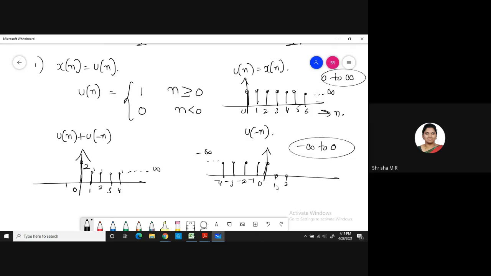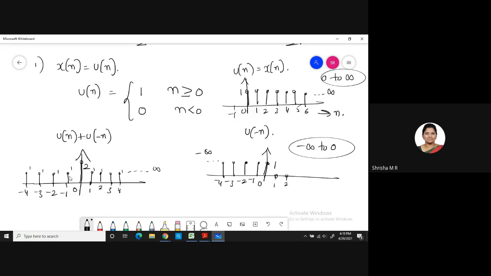Okay, for negative values of n at -1, -2, -3, -4, what are the values of the signal? At -1, what do you have? Here you have 0 plus 1. Amplitude is 1, right? So at -1 you have 0 plus 1, which would be 1. Again at -2 also you have 0 plus 1, so it is 1. At -3 also 1. At -4 also 1. Got it, everyone? You're following or not?